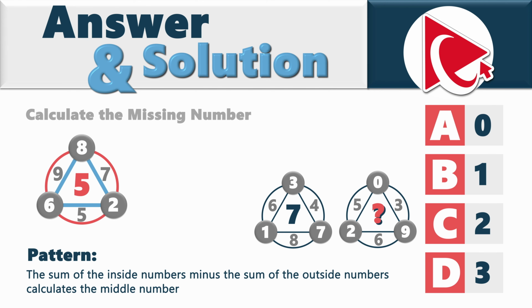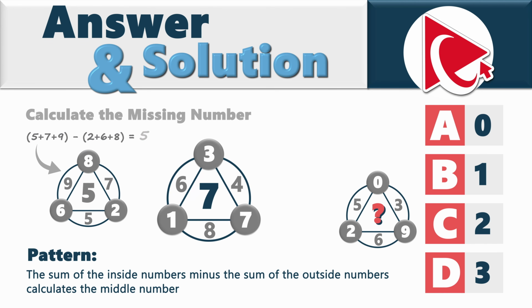In the first shape, the inside numbers are 5, 7, and 9. And the sum of 5, 7, and 9 minus the sum of 2, 6, and 8 equals 5. Let's confirm our calculations by looking at the second shape. 6 plus 4 plus 8 minus 1 plus 3 plus 7 equals 7.